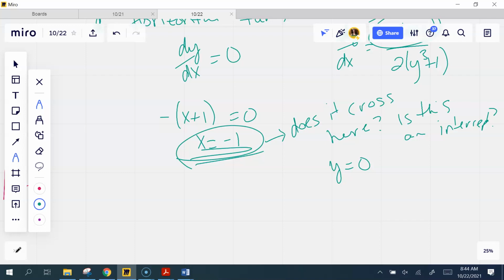I already have what I need for my slope. I know when it's 0. So now back to the original: x squared, so negative 1 squared, plus 2 times negative 1, plus y is 0, so 0 to the 4th, plus 4 times 0 equals 5. And this is my big question. Does this hold true?